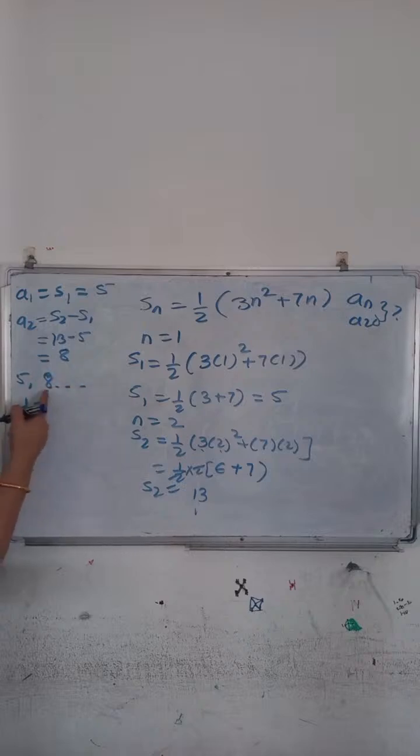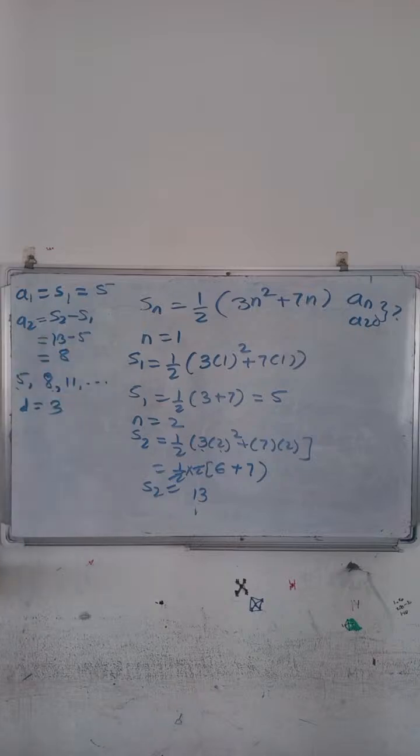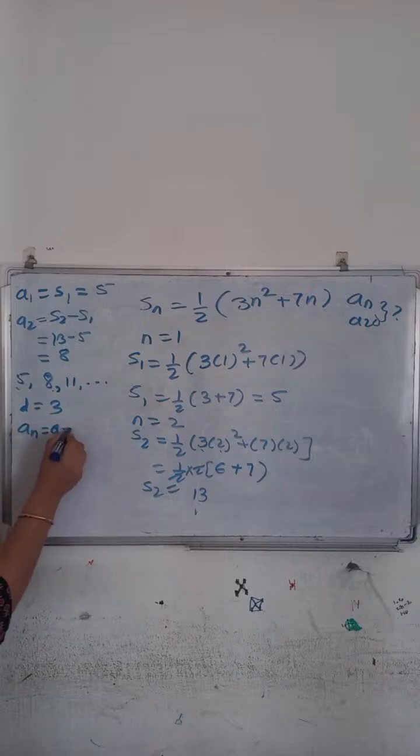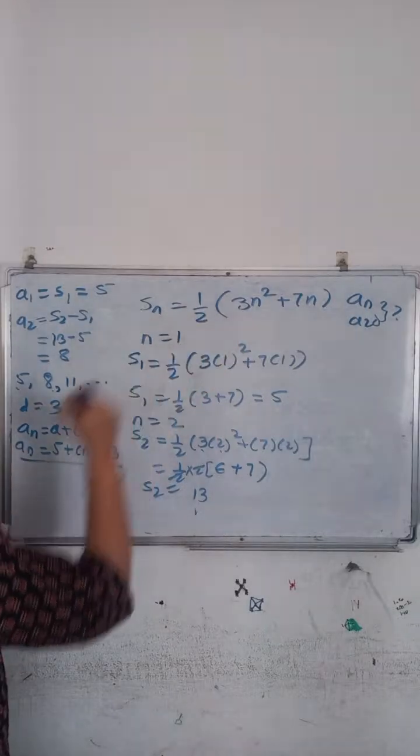So what is the common difference here? 8 minus 5 is nothing but 3. So common difference I got here is 3. So the AP I got is 5, 8, then 8 plus 3 is 11, and so on. They are asking for the nth term and the 20th term. The nth term is A n equal to a plus n minus 1 into d. In this case n you can keep as it is, a is 5, and d is 3. So this is the value for the nth term.